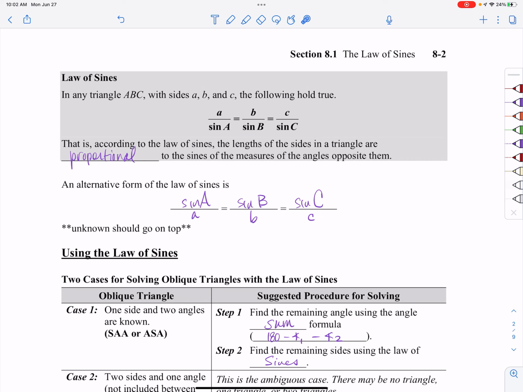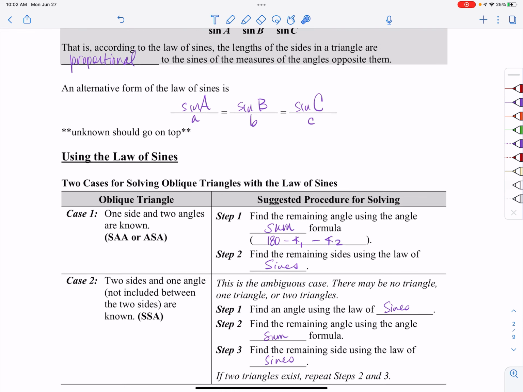You can take all three of these fractions and flip them over, and this is going to be an alternative method of using the law of sines. And basically what you need to remember, which one do you need to use? Whatever's unknown should go on top. It'll just make your life a little easier if you do that. It's not an absolute necessity, but I find that when the unknown is on bottom, students tend to make mistakes.